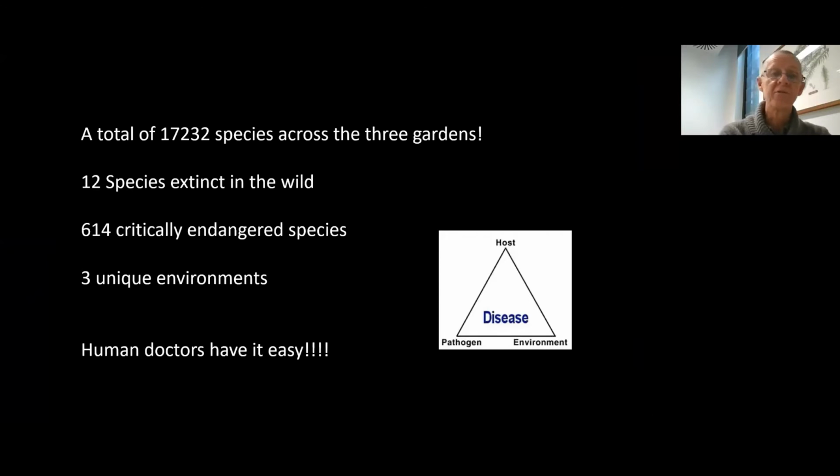If you look at the statistics of what's in the gardens, across the three sites, there's a total of 17,232 species across the three gardens. And some of the more interesting factors in that are that we have 12 species in the garden that are extinct in the wild, 614 critically endangered species based on the IUCN, International Union for the Conservation of Nature criteria. So 614 critically endangered species brings around its own requirements, its own challenges in order to do that.